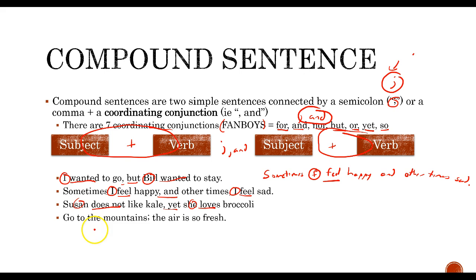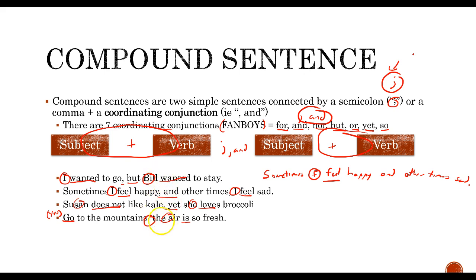Here's one with a semicolon. Go to the mountains, the air is so fresh. So what's the subject of this phrase? The verb is go. The subject is, like I mentioned before, you, since this is a directive, it's a command. You go to the mountains, semicolon. The air is so fresh. So here again we have a compound sentence, two complete ideas connected by the semicolon.